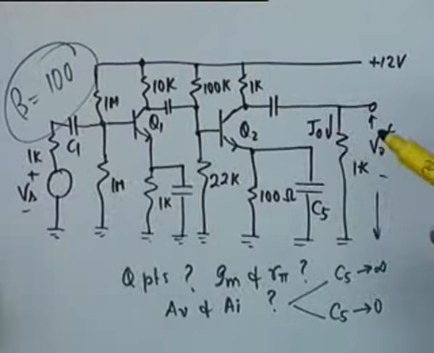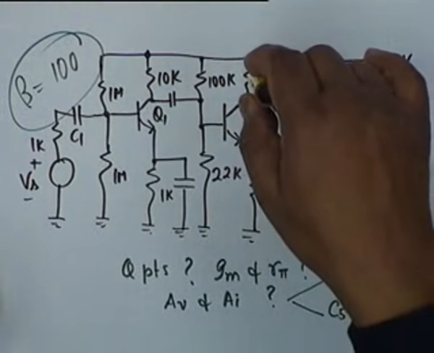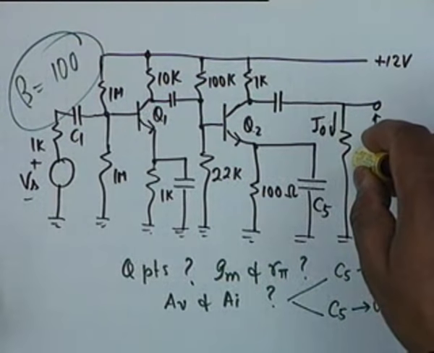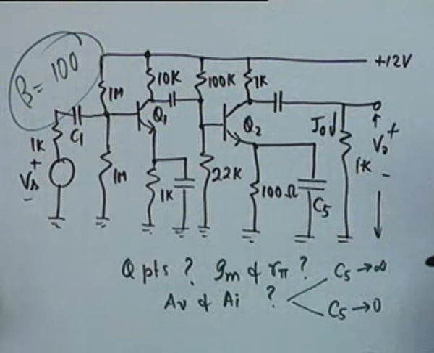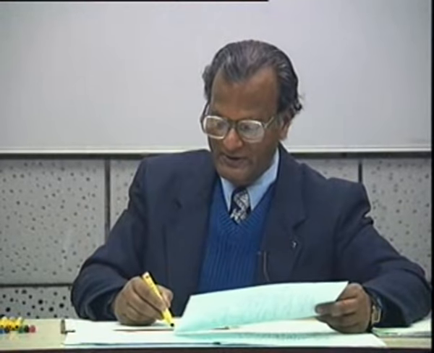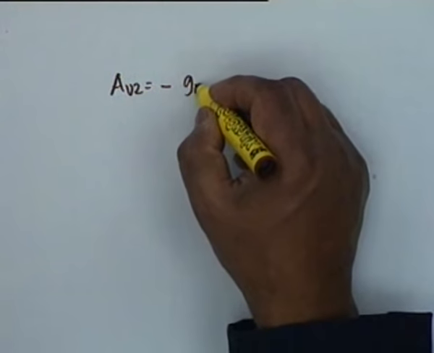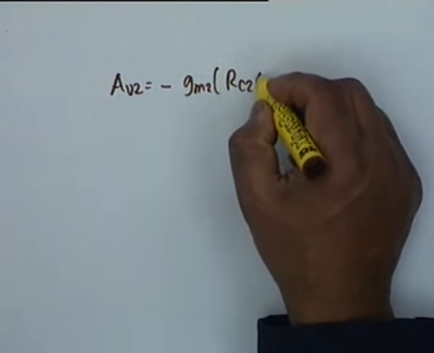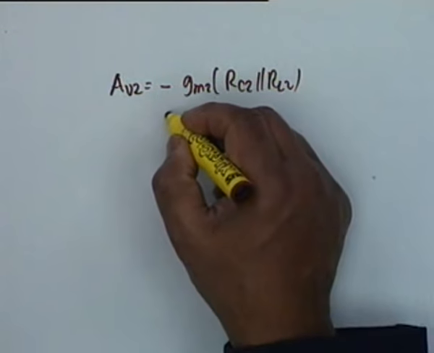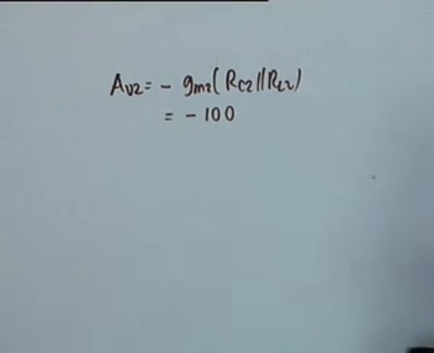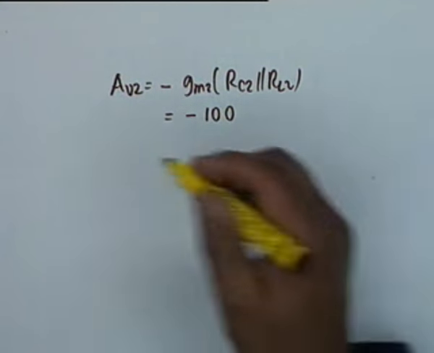Alright, now let's look at the gain of the second stage. Obviously, the effective load is 1K parallel 1K, 500 ohms, and GM2 multiplied by that. So AV2 is equal to minus GM2 times RC2 parallel RL2, and that comes out as minus 100 millimho and 1K parallel 1K, 0.5K. So the gain is minus 100.